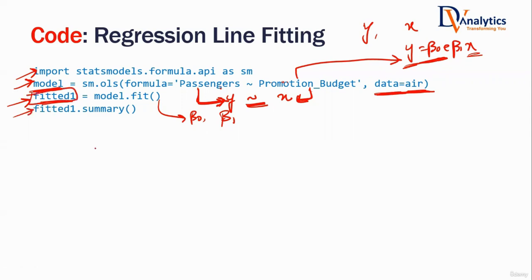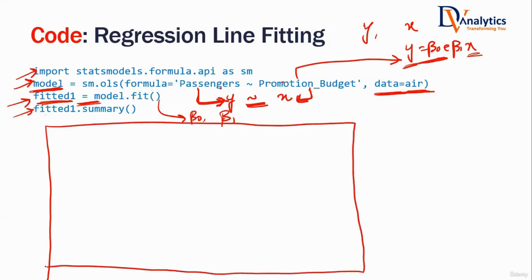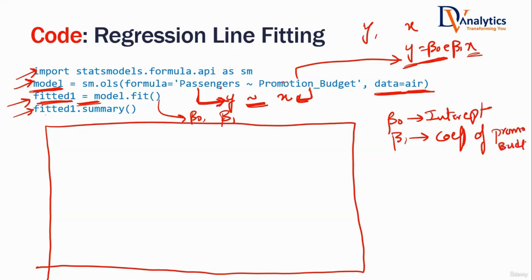From this model object, what is it that you are getting? Once you say model.summary, model building is done. Once you say model.summary, there is a huge summary report that is given to you, based on the model that you have built. In that summary report, somewhere beta naught will be mentioned, which is the intercept. Somewhere beta 1 will be mentioned, which is the coefficient of x. What is x here? It will be given as the coefficient of promotional budget. Both of them together are called regression coefficients. Correlation coefficient is different. Regression coefficients are beta naught, beta 1. These will be there in the summary report.